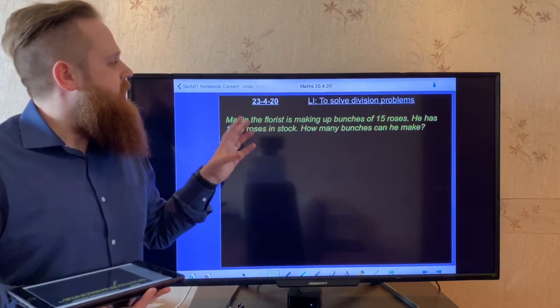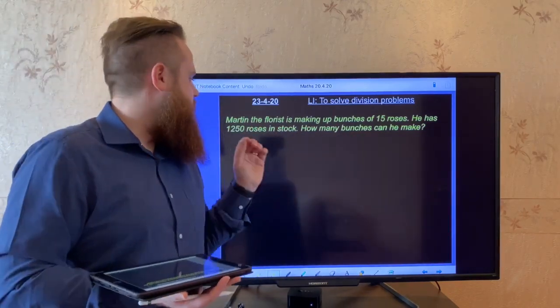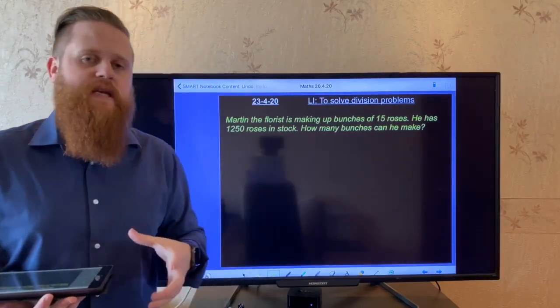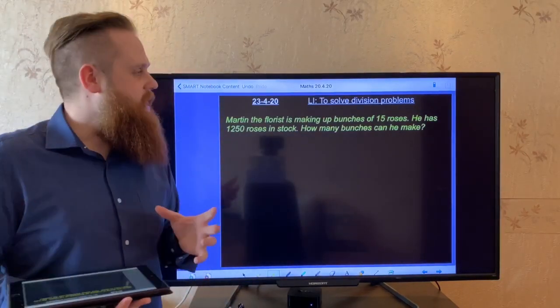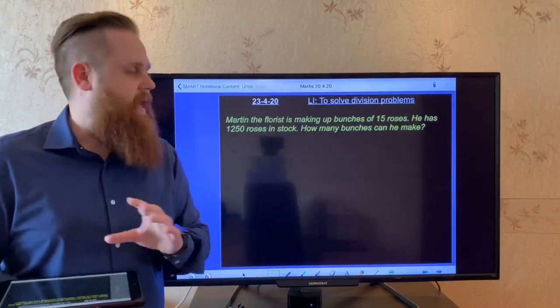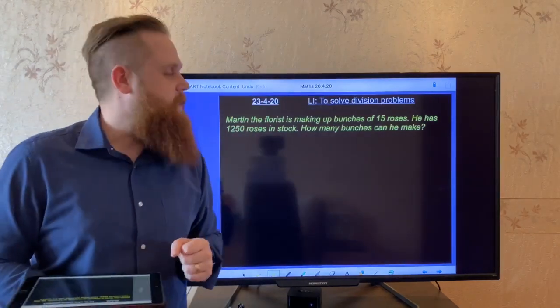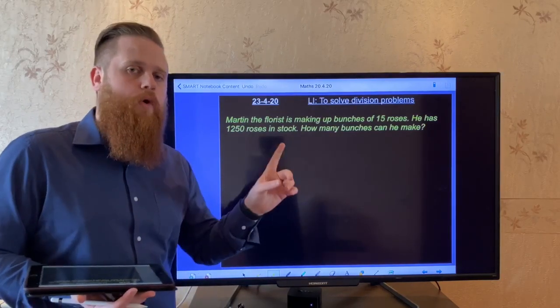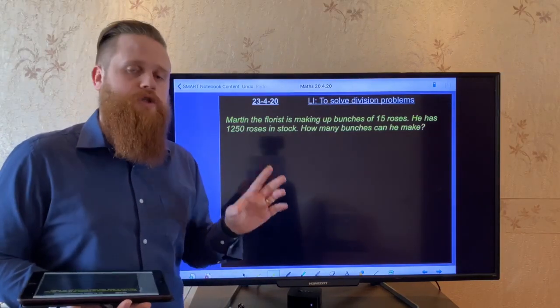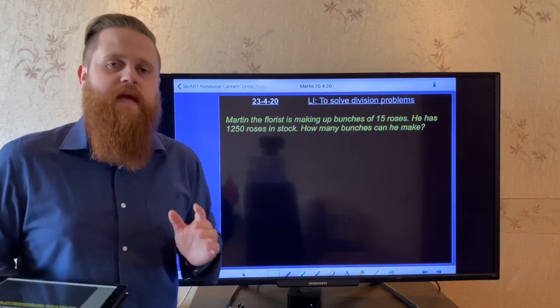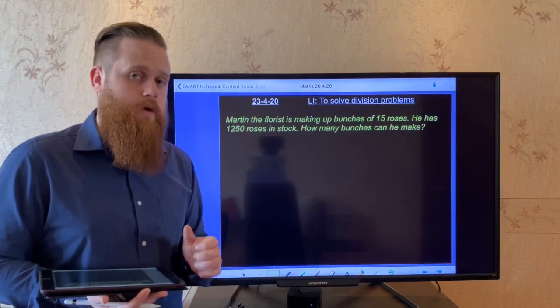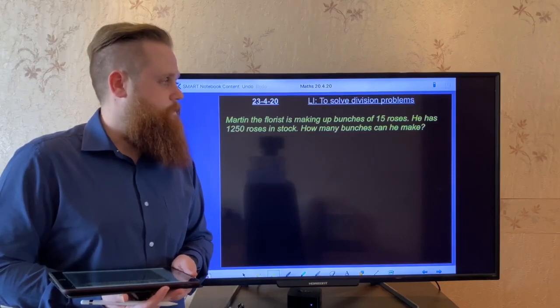Martin the florist is making up bunches of 15 roses. He has 1,250 roses in stock. How many bunches can he make? So that means that any remainder is no good to me. I don't need to worry about the remainder. I just need my main part of the answer, okay? Pause the video, work out the important information, and have a go at solving this yourself. Can you get the correct answer? Okay, so pause the video now and have a go at this.